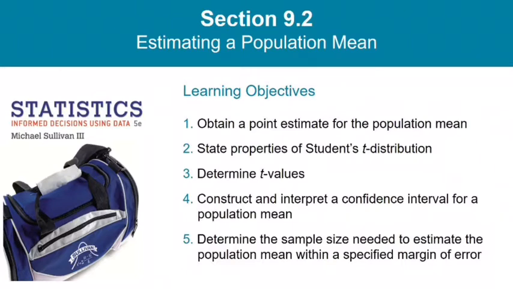The most important thing I need to show you today is how to construct and interpret a confidence interval for a population mean. But before we can do that, we have to talk about a few other things first. I need to show you how to find a point estimate for the population mean, and we need to talk about students' t-distribution, and I'll show you how to use the t-table to find t-values. Then we can construct and interpret confidence intervals, and then I can show you how to determine the sample size needed to estimate a population mean within a specified margin of error. We've really got our work cut out for us today, so let's go ahead and get started.